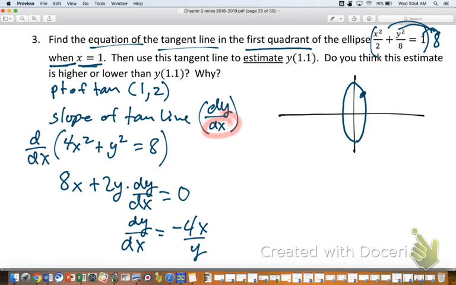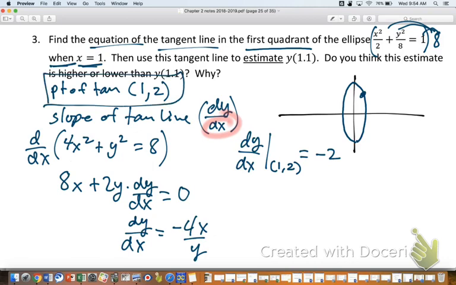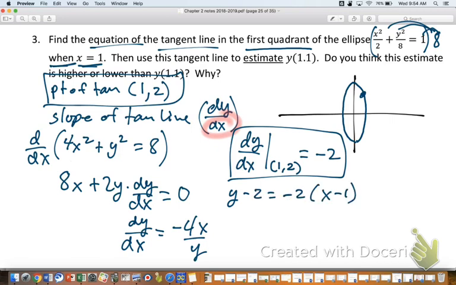Okay, so then I want to know what the slope is at my point of tangency. So that would be dy/dx evaluated at the point 1, 2. And let's see here, that would be -2. Look good? So then my full equation of the tangent line, I would use my point of tangency and my slope of the tangent line. I would get y minus 2 equals -2, parentheses, x minus 1.